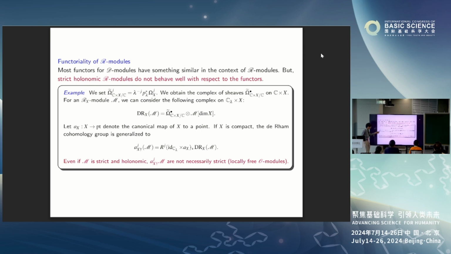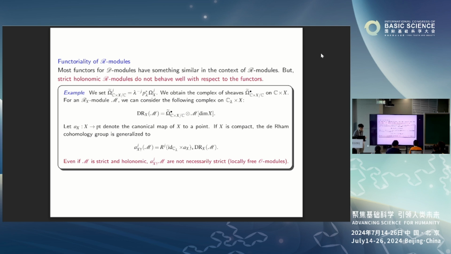And in this case, by taking the direct image of this complex by the projection of C times X to C, we obtain the analog of de Rham cohomology groups. And in this case, these are all O_C_lambda modules. And even if the original R module is strict and harmonic, these are not necessarily strict. I mean, in this case, they are not necessarily locally free O modules. So the strictness is not preserved by the direct image for R modules.